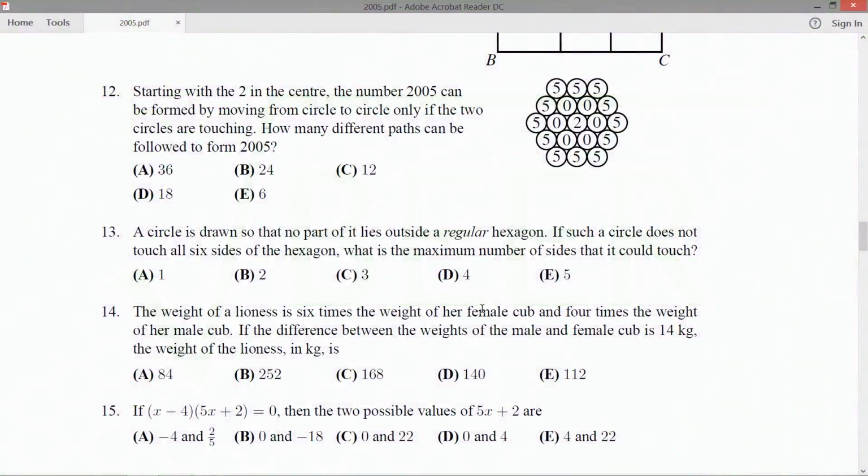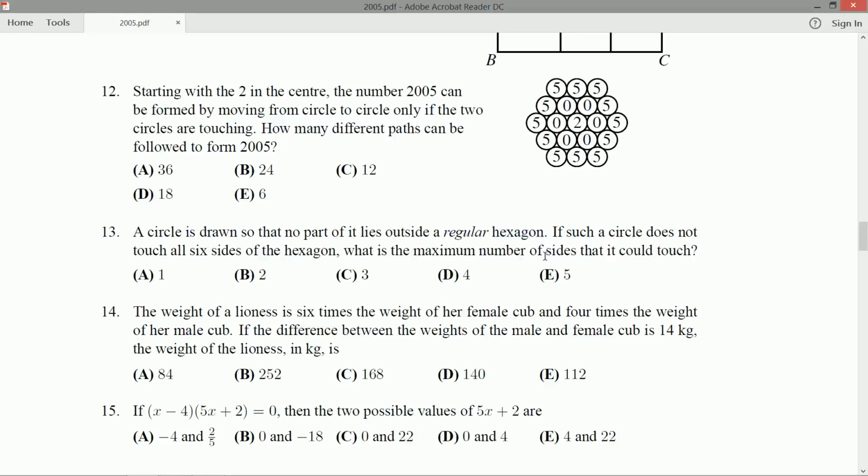We're on question number 13. A circle is drawn so that no part of it lies outside a regular hexagon. If such a circle does not touch all 6 sides of the hexagon, what is the maximum number of sides that it could touch?